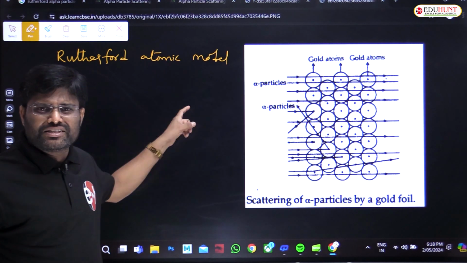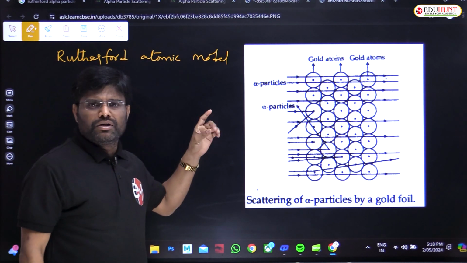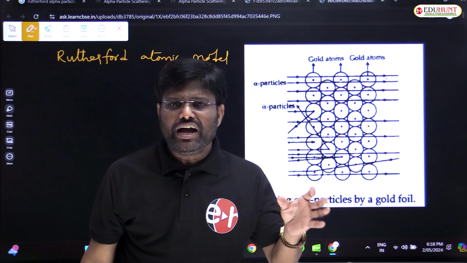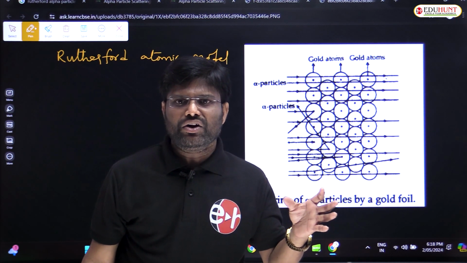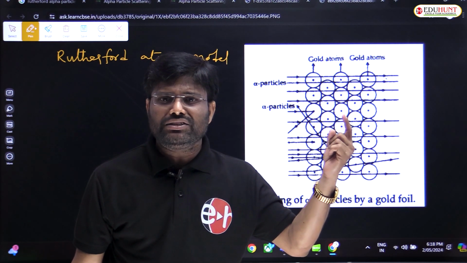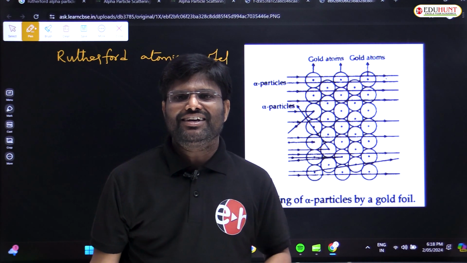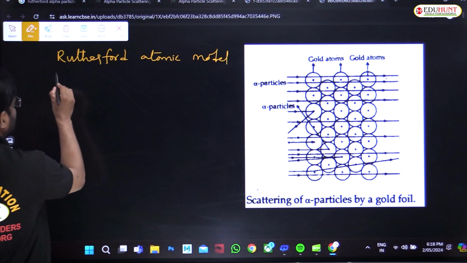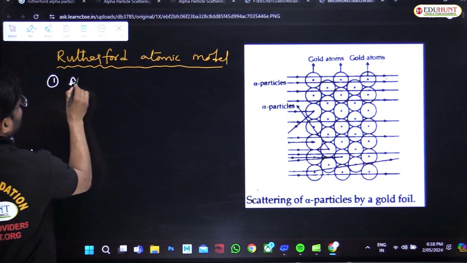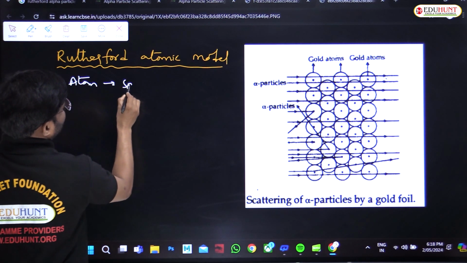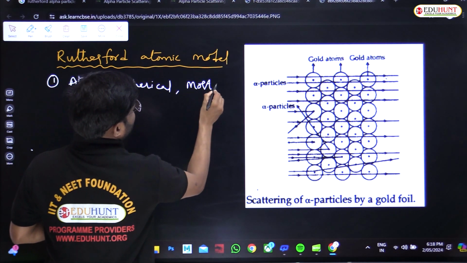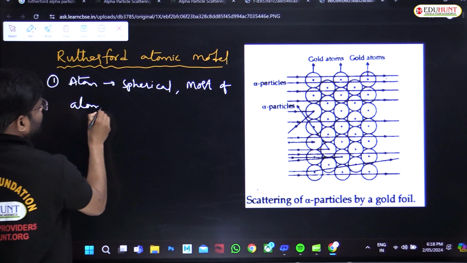What is present in the Rutherford atomic model? First, he explained that most of the atom is empty space, and also that the atom is spherical in shape. That is the first point: the atom is a spherical shape, and most of the atom is empty space.